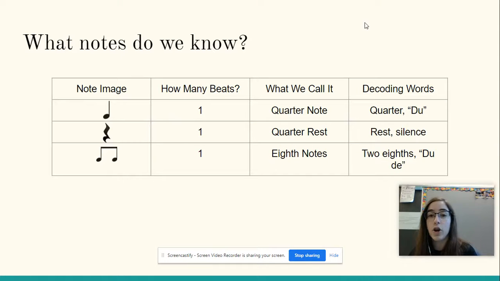So what notes do we know and what notes are we going to be working with in Schoology this week? If you look at the chart with me, the first note is a quarter note. So for the image, it's that colored in circle with a stem. We know it gets one beat. We call it a quarter note. And if we're going to decode it, we've done quarter before for one clap, or we've done do.